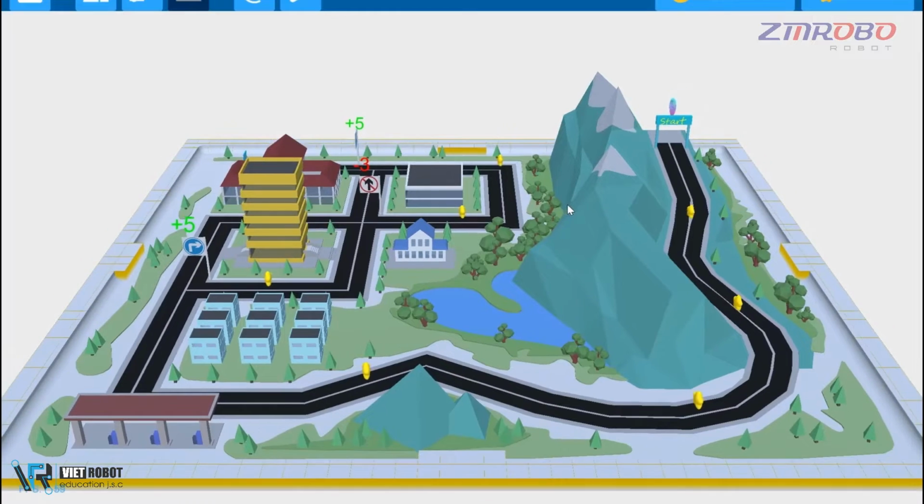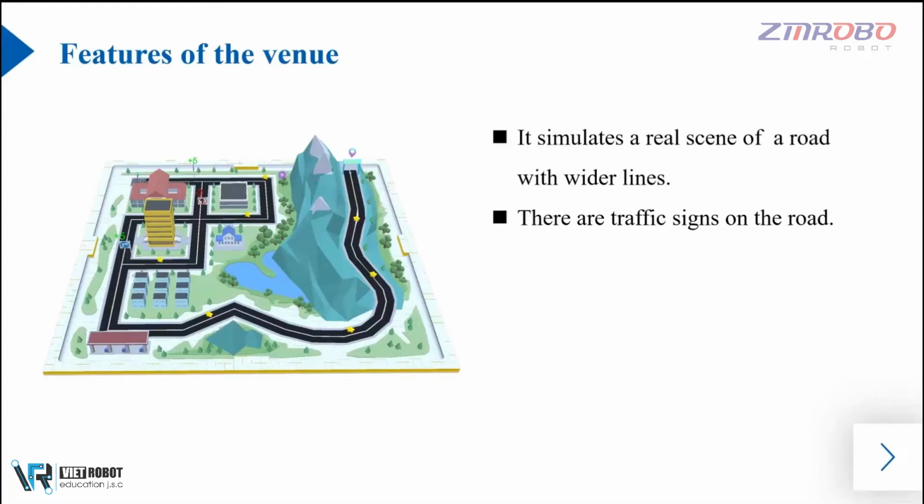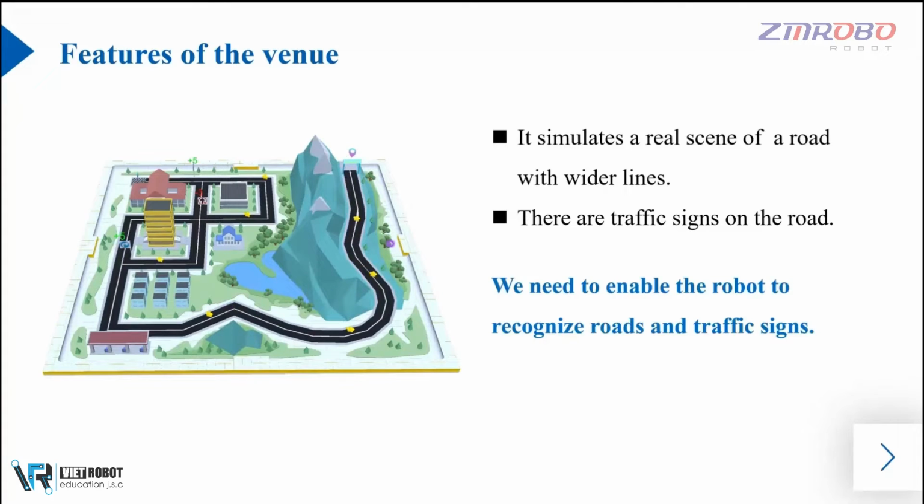You can find this venue can simulate the real road scene, and the line is relatively wide. There are also some traffic signs on the road, which requires the robot to be able to recognize the road and traffic signs. We can make the robot use the Visual Line Patrol to follow the line from the starting point to the end point.